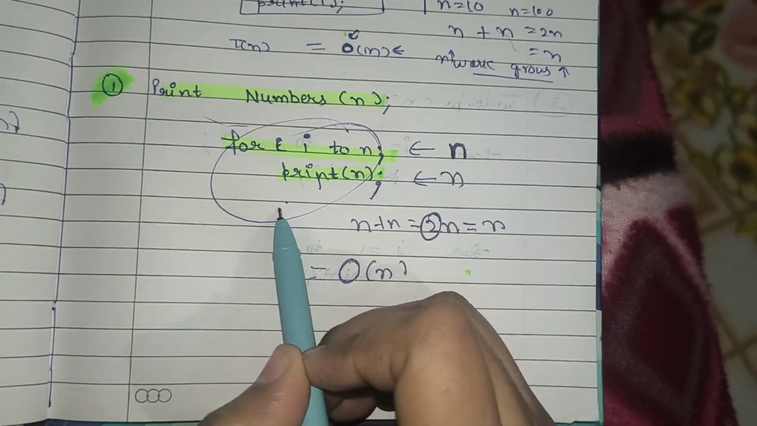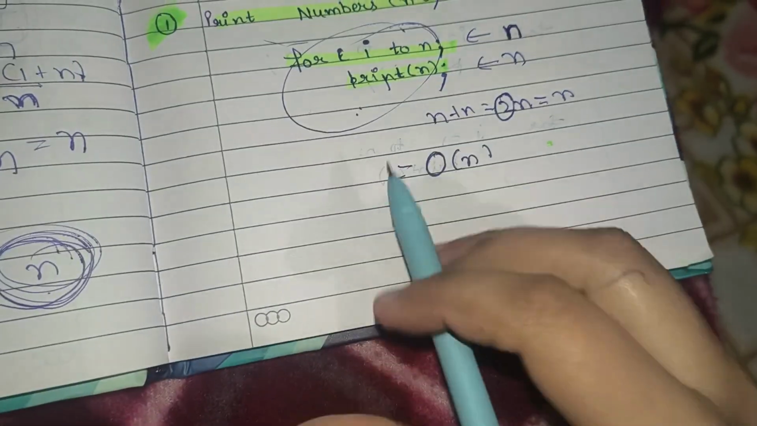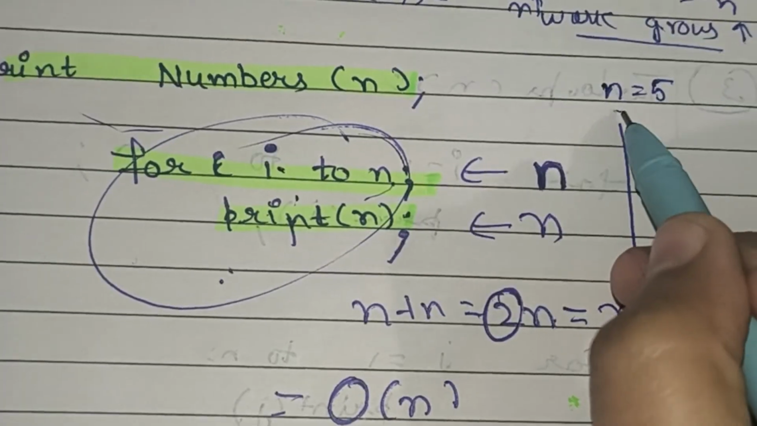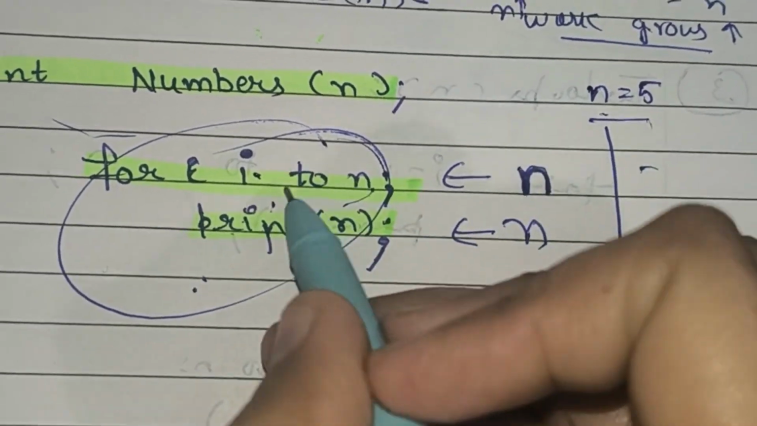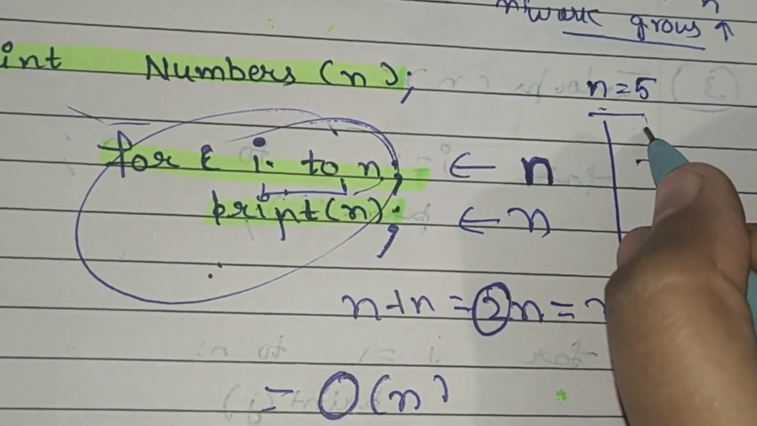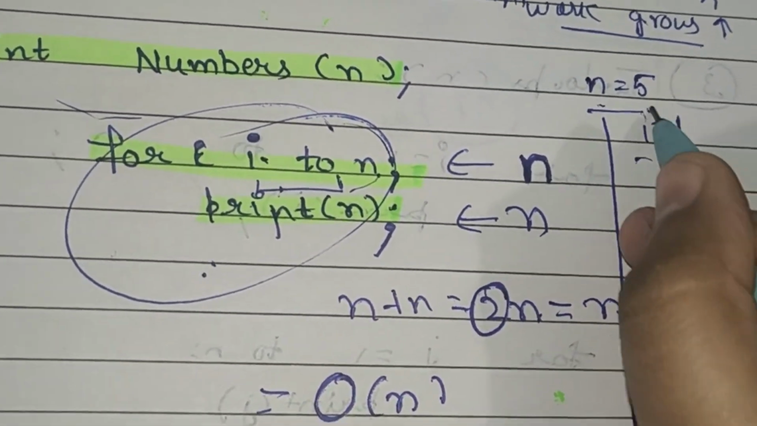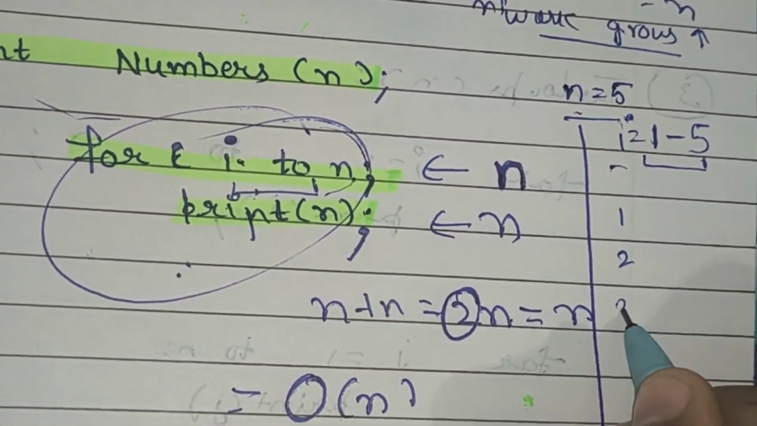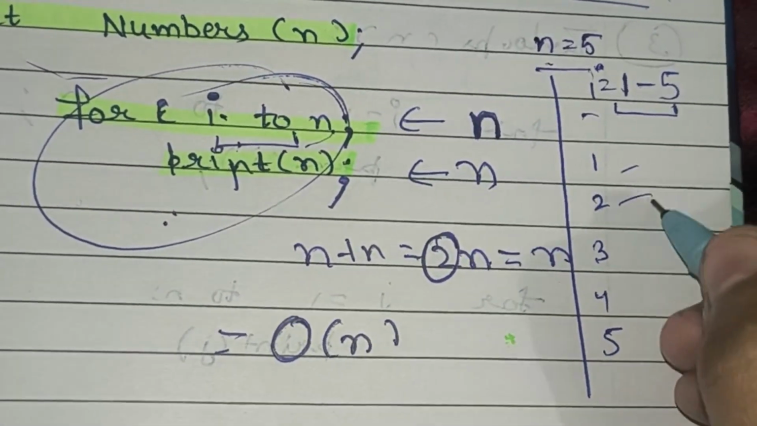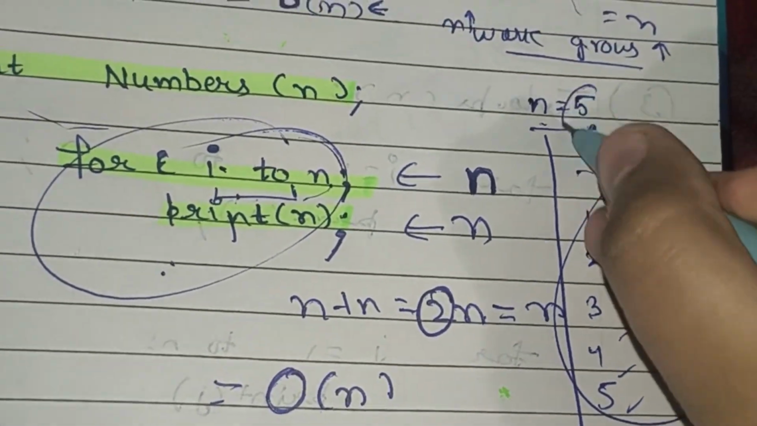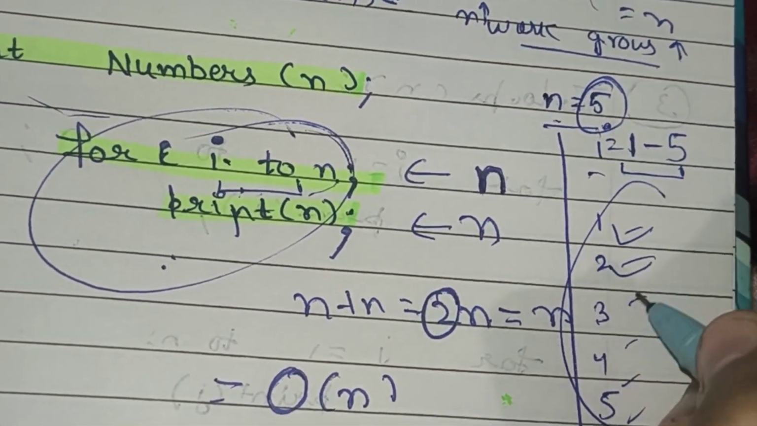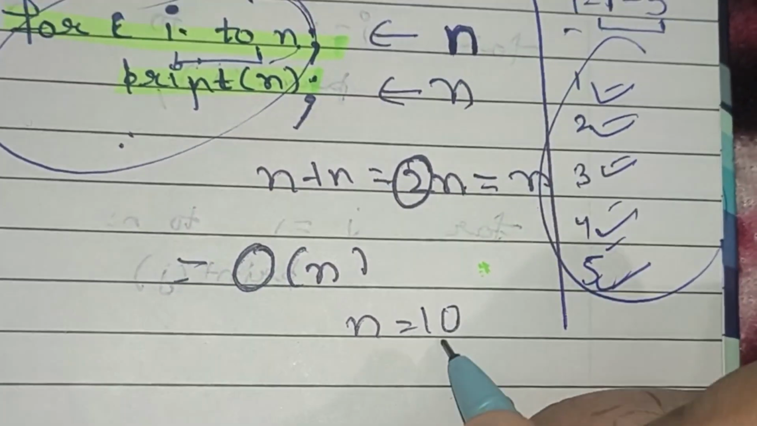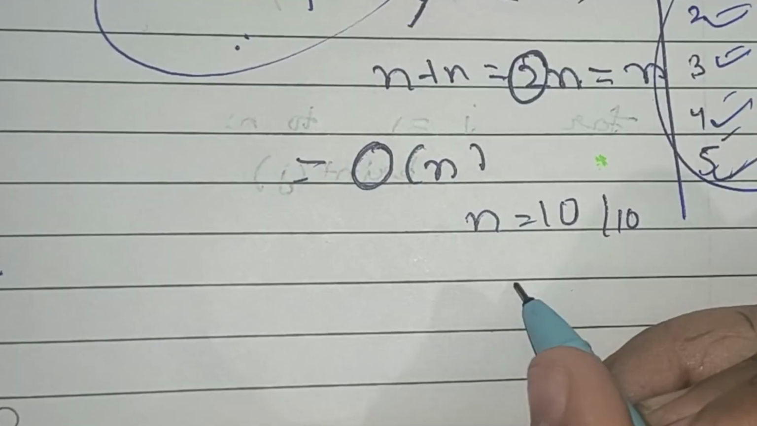And if I give you an easy example, let us consider n is 5, and i goes from 1 to n. So let me take i as 1 and we are going 1 to 5: 1, 2, 3, 4, 5. That is 5 times. For n equal to 5 we iterated 5 times. And if n is 10, we will iterate 10 times. So it's linearly increasing.